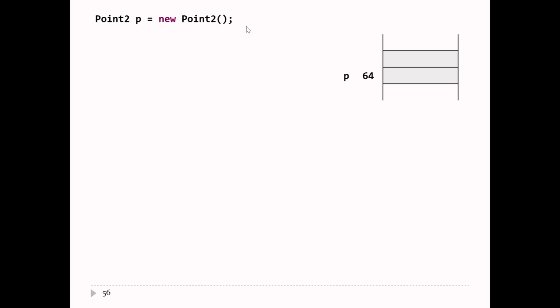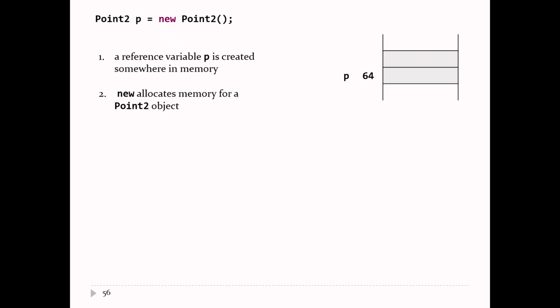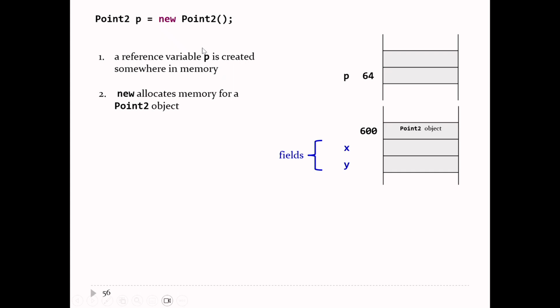So what does new do? So p gets created. New allocates memory for a point2 object somewhere in memory. So new takes the point2 class, makes a copy of the class, plunks it down somewhere in memory. So there's your point2 object. Notice what new doesn't do. It doesn't set x or y. So this is exactly like mallocing or allocating a chunk of memory in C. Memory doesn't get initialized, but you do get a chunk of memory, in this case, that can hold a point2 object.